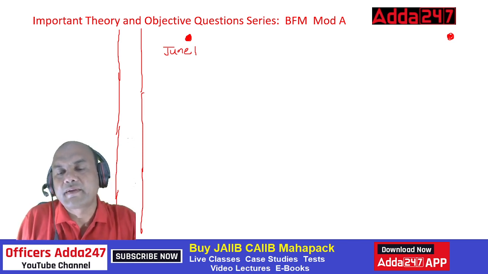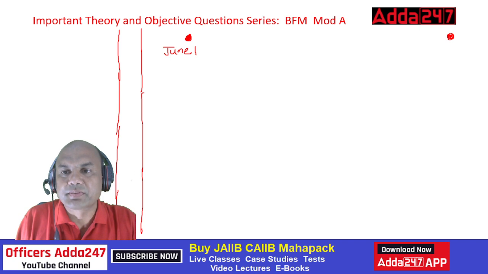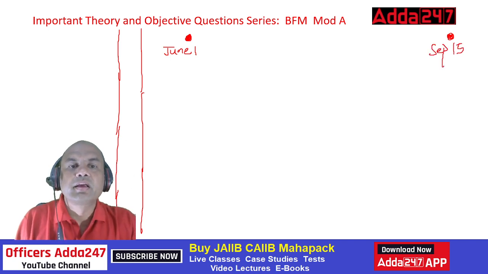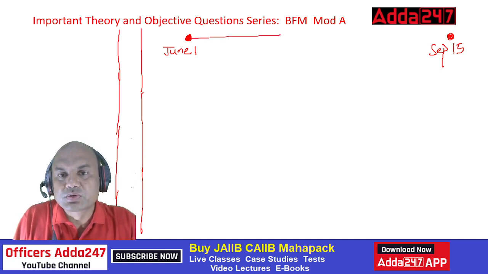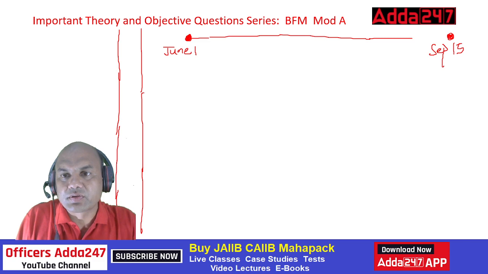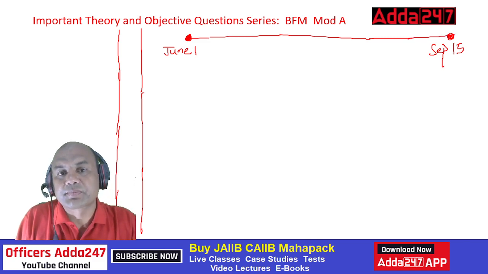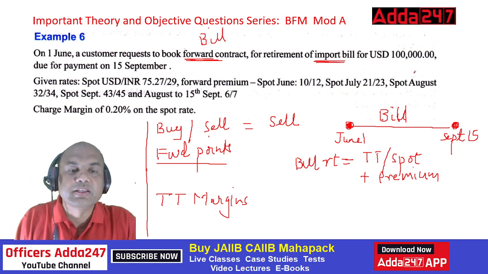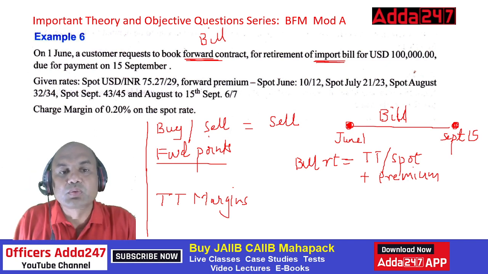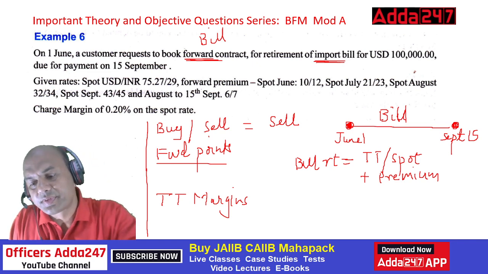Before that, let's do it. September 15th, right? Now what is given? June 1. Now what comes in between? Between June 1 and September 15th here. How do you get the rates for September 15th? Firstly, get the rates for June 1. What are the rates for June 1? This one, 75.27, 29. So which rate will you take? 75.27 or 29?